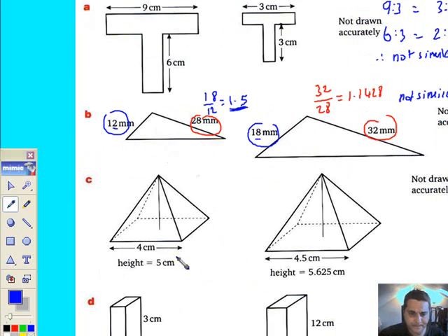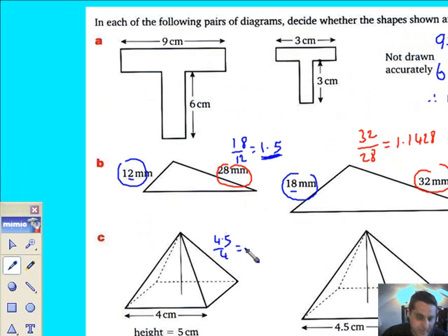Now, what about this one here? The 4 should relate to the 4.5 in enlargement, and the height, which is this one, is 5, and the height, which is this one, is 5.625. Well, I'm not enjoying decimals very much, so what I'm going to do is use this division technique. So let's just take a look. I've got 4.5 divided by 4, just get that as a potential answer. That gives me 1.125. In other words, an enlargement by 1 1/8, because 0.125 is an eighth.